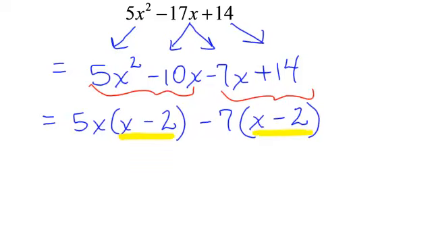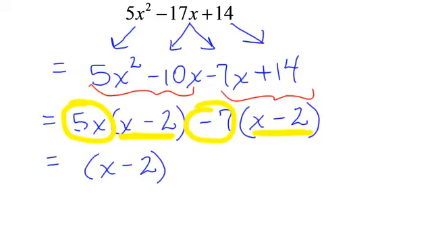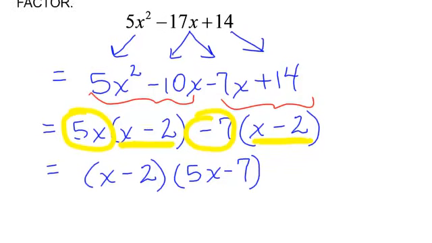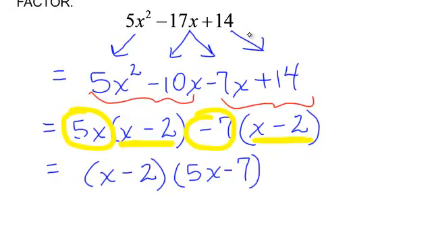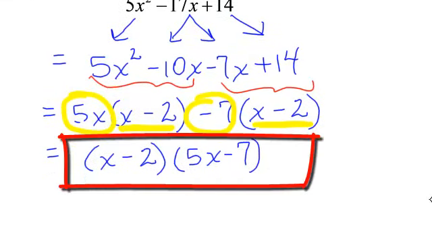We can do the GCF again. I'm going to pull out the x minus 2. That is what they have in common. When I pull that out, I will have 5x minus 7 left for my other binomial. My answer is, when I factor 5x squared minus 17x plus 14, it is equal to x minus 2 times 5x minus 7.